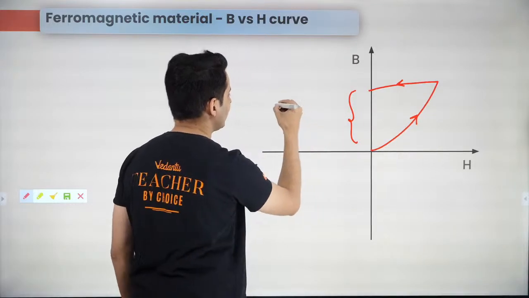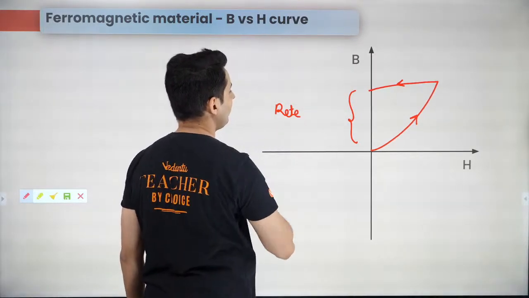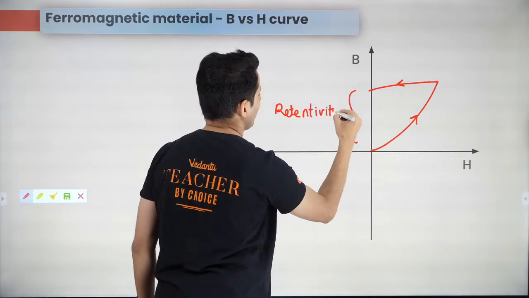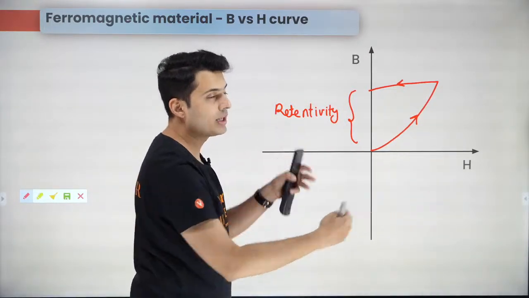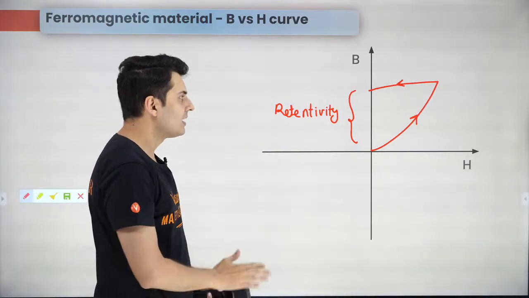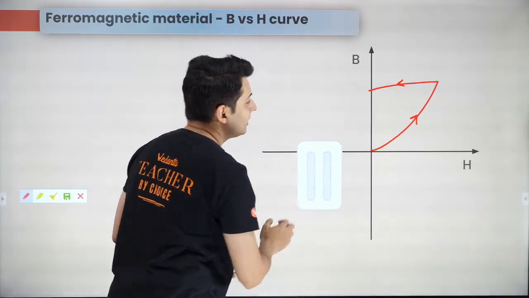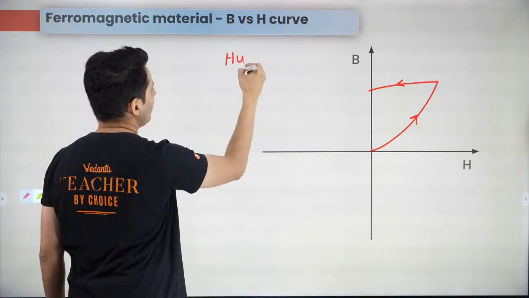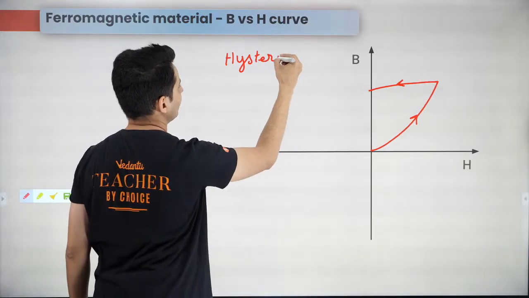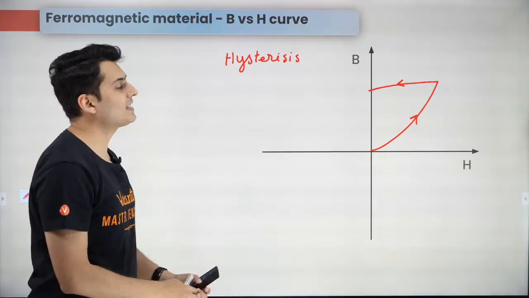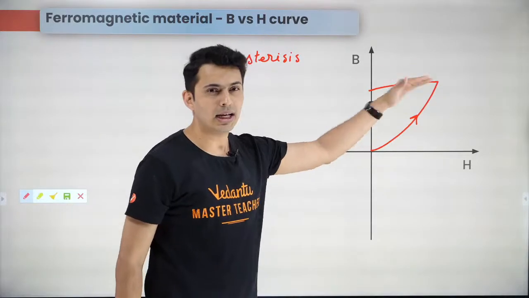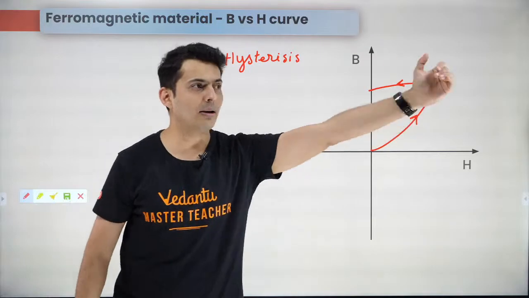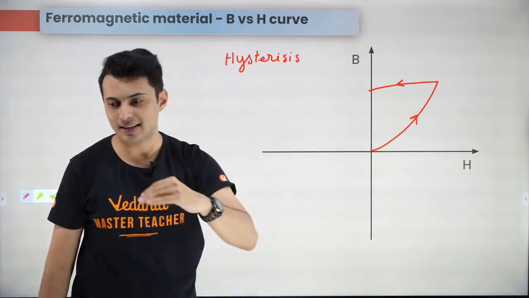This much is called retentivity, or how much is remaining even when you remove the external field. That's what it means. And because the path of going and path of coming back is not the same, that's why it is called hysteresis. So hysteresis is basically whenever the path of going and path of coming is not the same, like a one way. You can go via this way, but you can't come via the same path. You have to come via a different route. So that is called hysteresis.